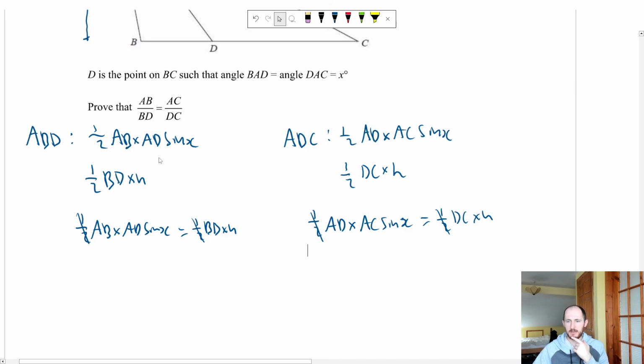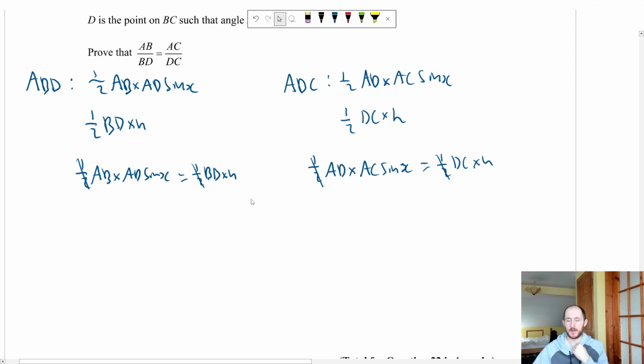And the only way I'm really going to get that is by dividing, because look, the ADs will cancel if I divide, which means we'll have AB over AC, which we can rearrange, and the h's will cancel, and the sin X's will cancel. So what I'm going to do is divide these equations, so literally just put them on top of each other. So let's do that.